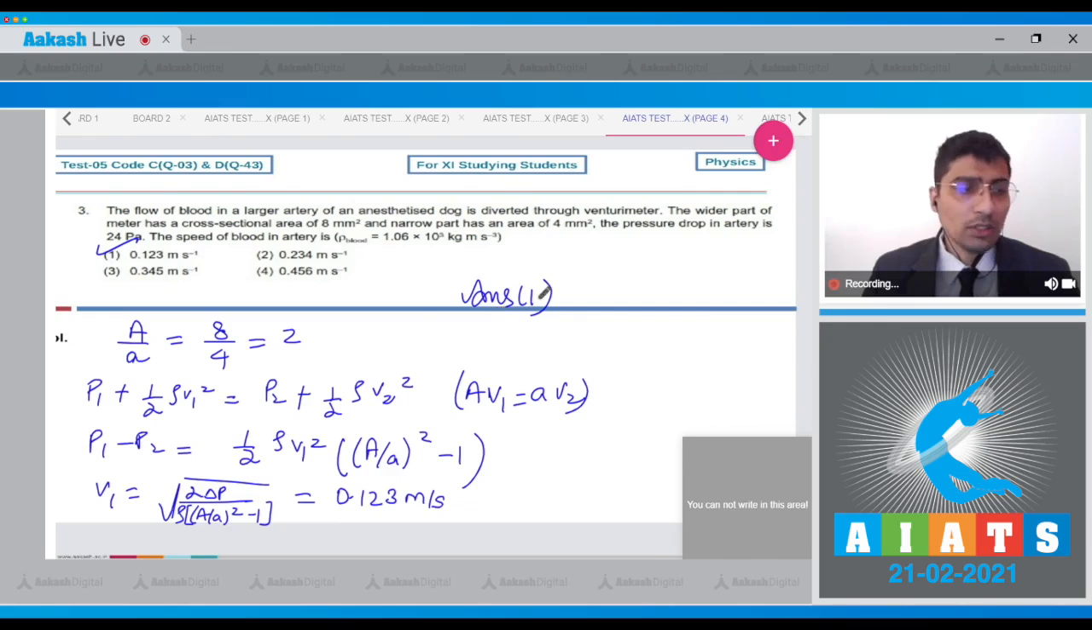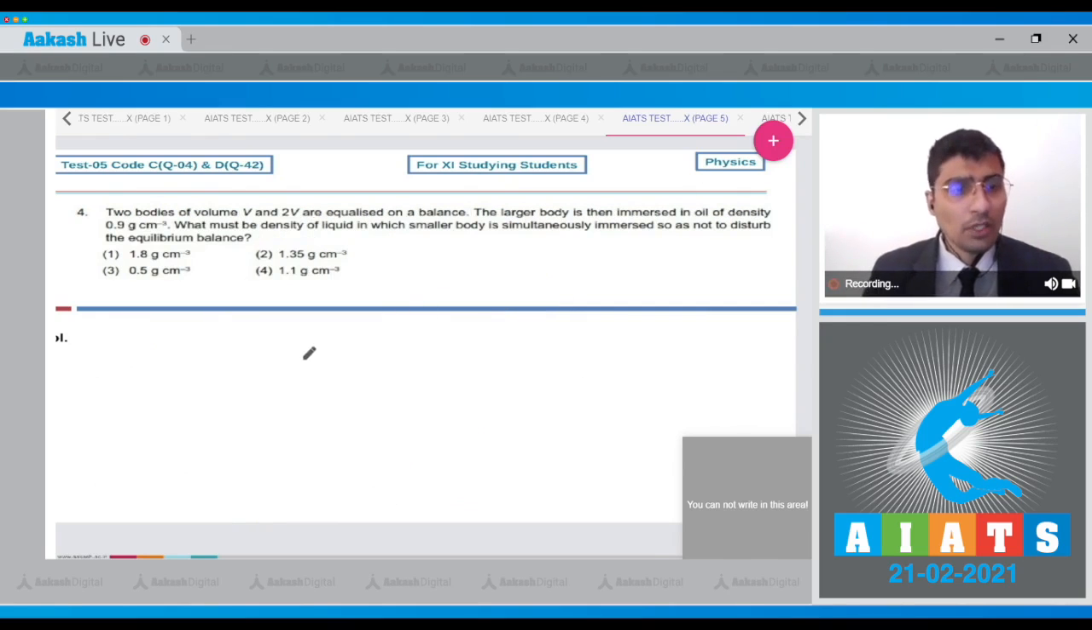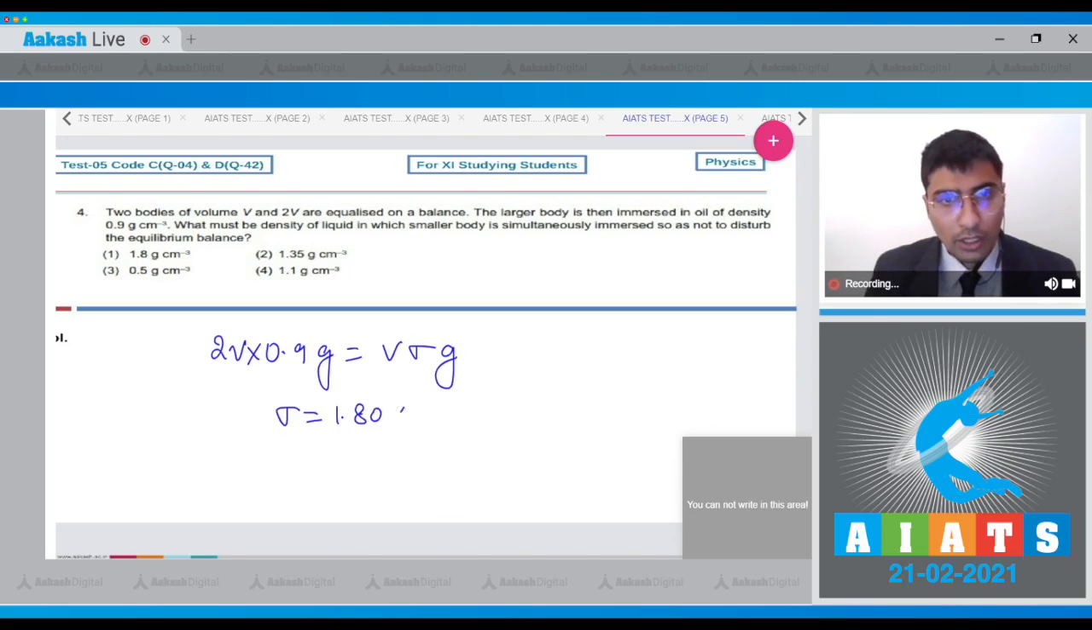Now moving on to question number 4. Dear student, let us solve question number 4. Question 4 says two bodies of volume V and 2V are equalized on a balance. The larger body is then immersed in oil of density 0.9 gram per centimeter cube. What must be the density of the liquid in which the smaller body is simultaneously immersed so as not to disturb the equilibrium of the balance? The student, the two bodies will remain balanced if their loss of weight are equal, which means that 2V into 0.9 g will be equal to V into sigma g. This means that sigma will be equal to 1.80 gram per centimeter cube. And hence for this question the correct answer is option 1.